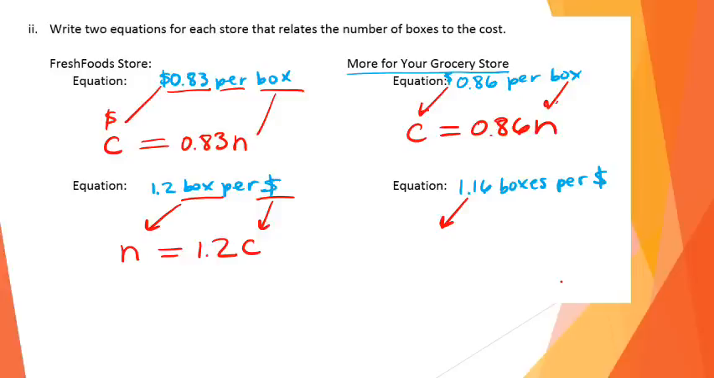The next one, I have 1.16 boxes, so N equals this rate per dollar. This is going to be C. So check your equations and make sure you're setting them up correctly. Remember, the rate is going to determine how you set up the equation.